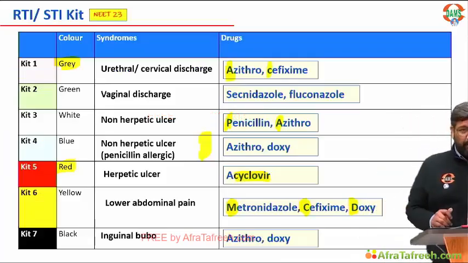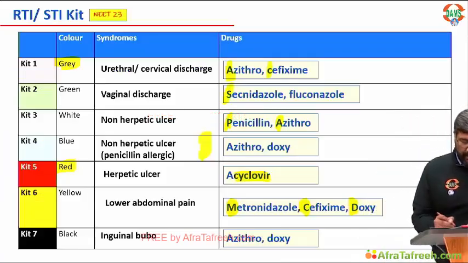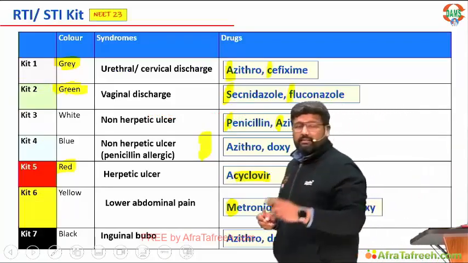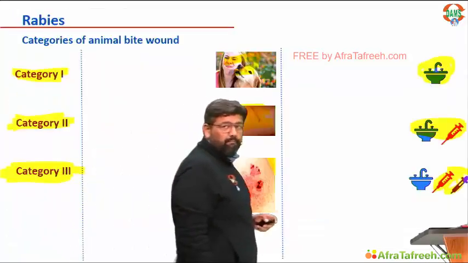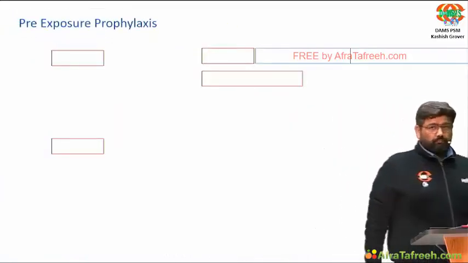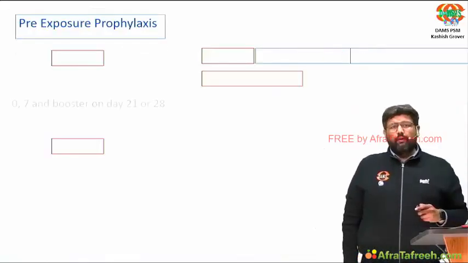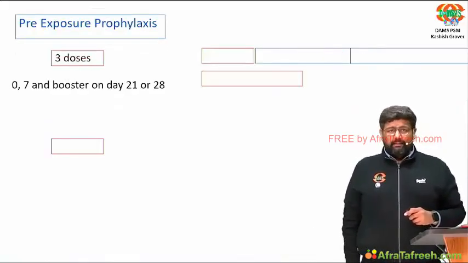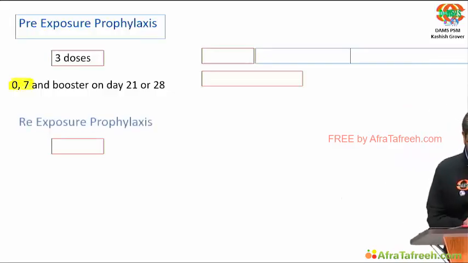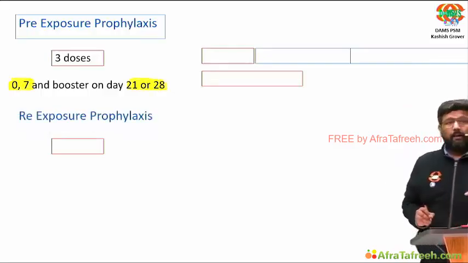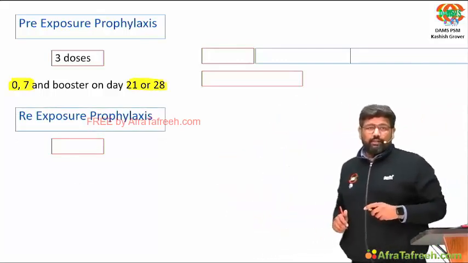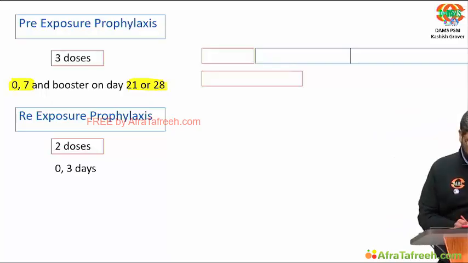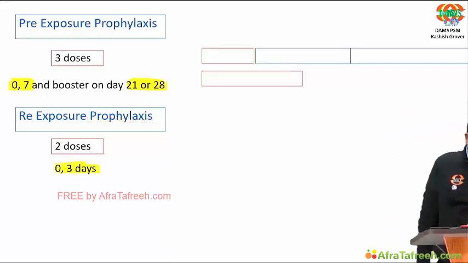Okay, green mnemonic. Green color stem with green color flower. Done. Now coming to pre-exposure prophylaxis. For rabies pre-exposure prophylaxis, 3 doses are given, on days 0, 7 and either 21 or 28. For re-exposure, 2 doses are given, on day 0 and 3.